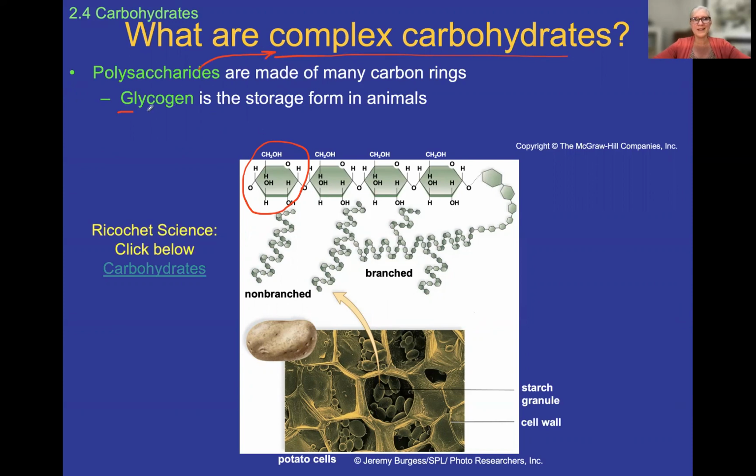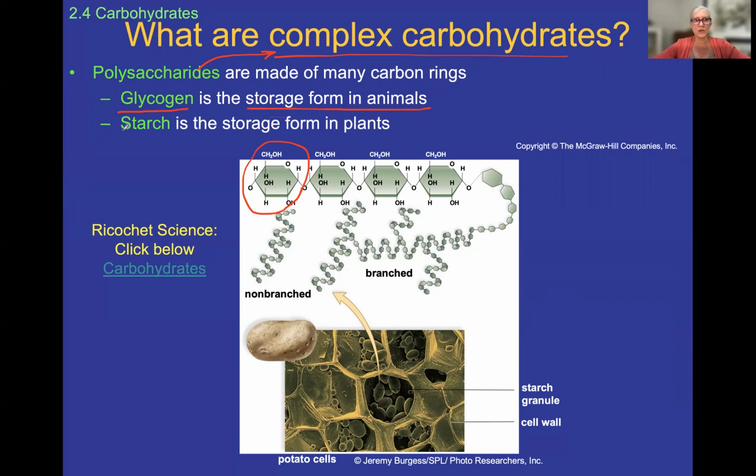You should understand that glycogen is one of these complex carbohydrates that we store in our body. Mainly we'll store it in muscle and liver. So that is a polysaccharide that we store, energy that is stored. Now this is not fat, this is a carbohydrate.